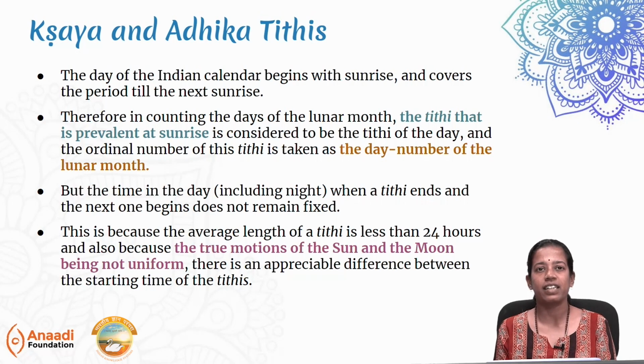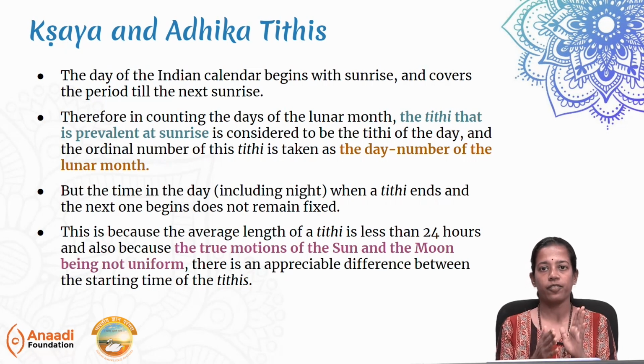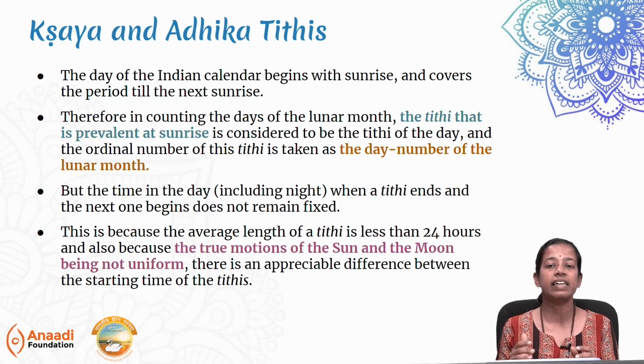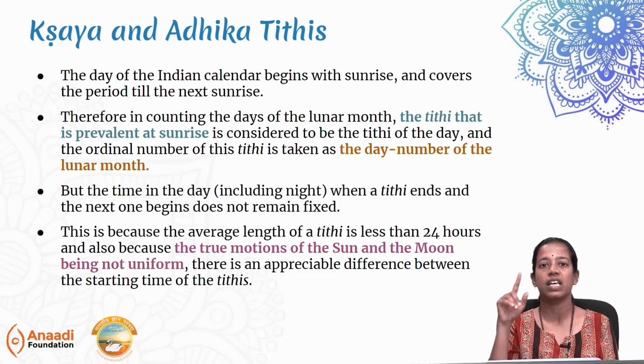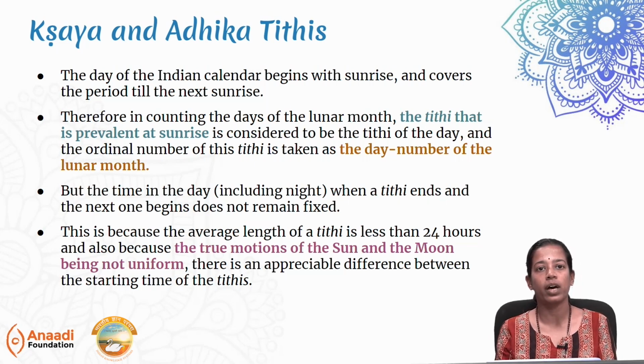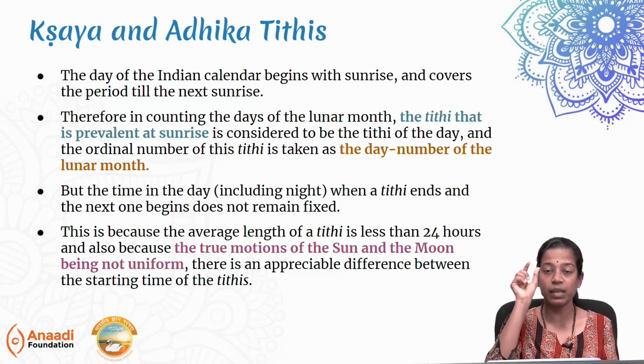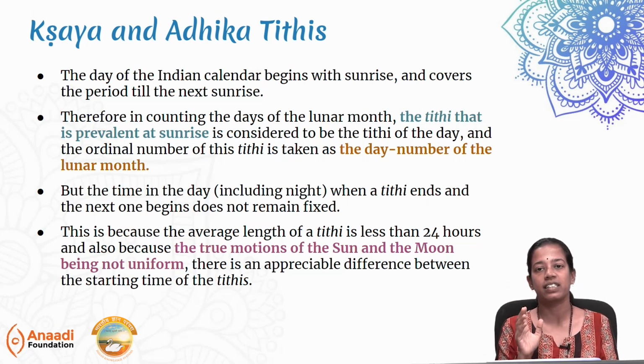So, Tithi and the day: the day of the Indian calendar is usually from sunrise to sunrise. When we say something as a day, it is not like the stroke of midnight. No, we do not calculate like that. In the Indian calendrical system, the period from one sunrise to the next sunrise is considered as one day. Therefore, in counting the days of the lunar month, the Tithi that is prevalent at the time of sunrise is taken as the Tithi of the day.